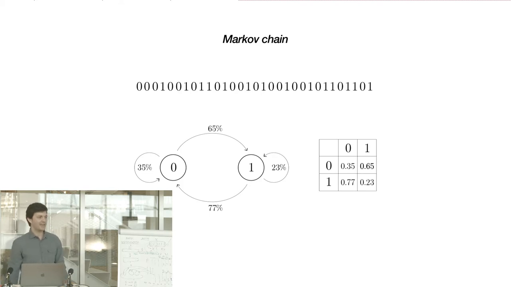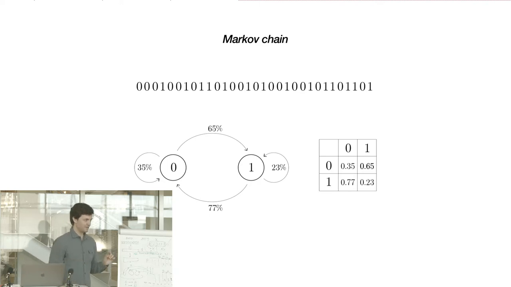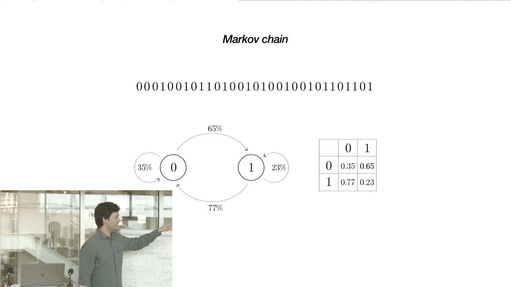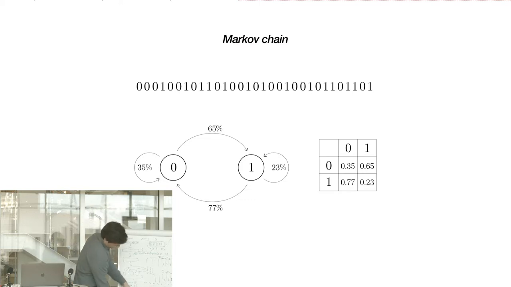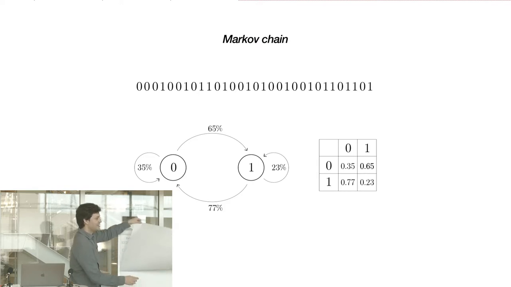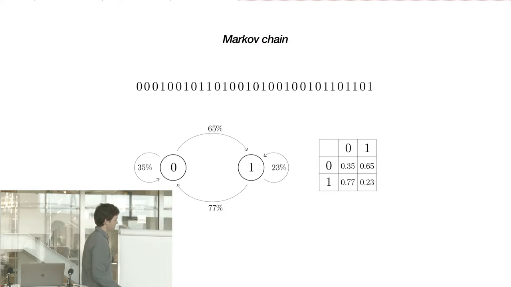Now, imagine that we want to translate this into cups. We want to make a machine that reproduces a statistically equivalent sequence with pebbles. How do we do that? Do you have any idea? How would we translate this sequence into a machine that emulates it with cups? How many cups do we have? Two.